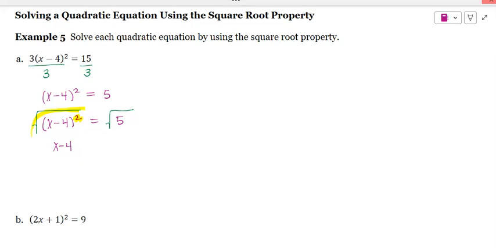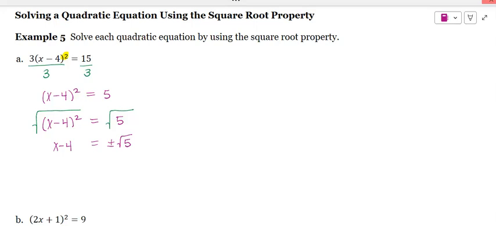Now on the other side, when I take the square root of a number like this, and this happens only when we're solving equations, we are expecting to get two solutions because our overall equation here was squared. And so I have to think about the fact that there could be a positive or a negative answer. And so I'm going to write this as plus or minus the square root of 5.